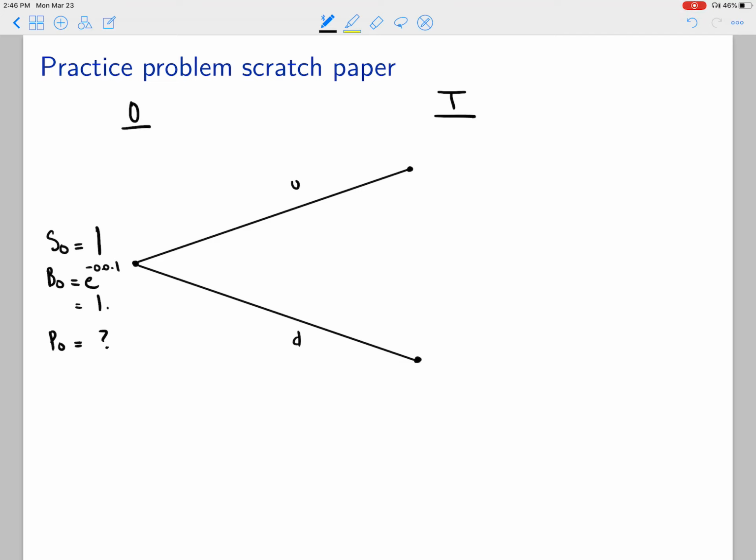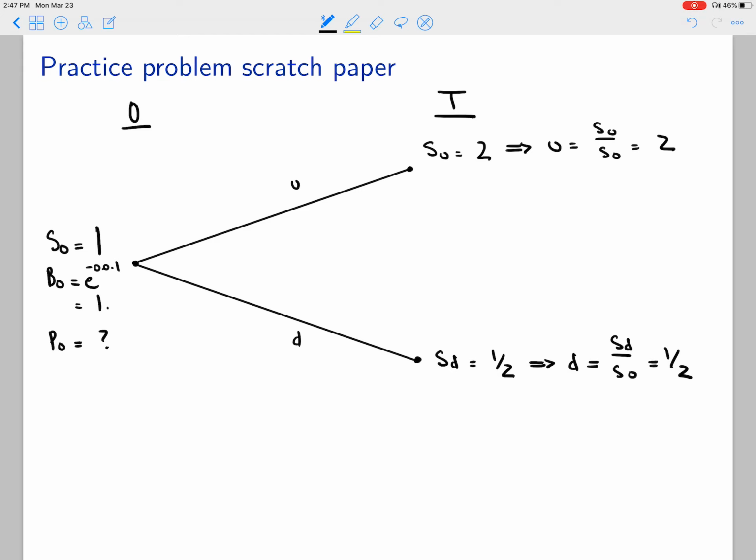Now think about payoffs at date capital T. Our first asset is the stock. Payoff in the up state is S sub U equal to 2. This implies that the gross rate of return on the stock in the up state, U, is equal to S sub U over S0, or 200% gross return. In the down state, the payoff is S sub D. It's equal to 1/2. Okay, this implies that the gross rate of return in the down state, D, is equal to S sub D over S0, which is equal to 1/2 again.